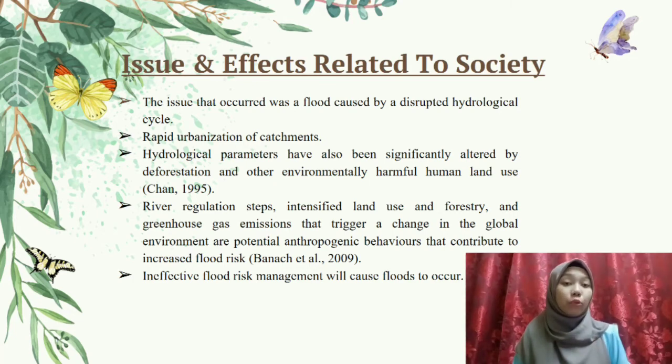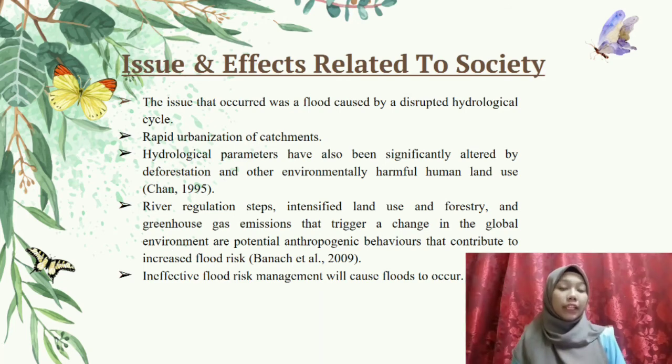Among the contributing factors, firstly are river regulation steps, intensified land use, and the greenhouse gas emission that trigger a change in the global environment, which are potential anthropogenic behavior that contribute to the flood risk. Furthermore, the World Meteorological Organization (WMO) mentioned that 43% of the global disasters are caused by flood from extreme rainfall.